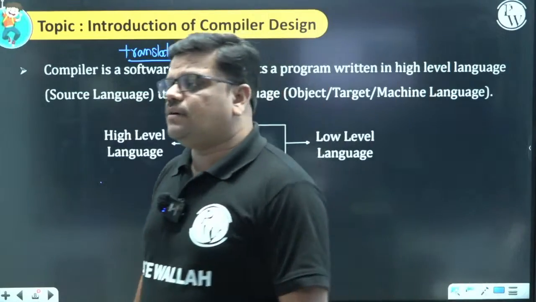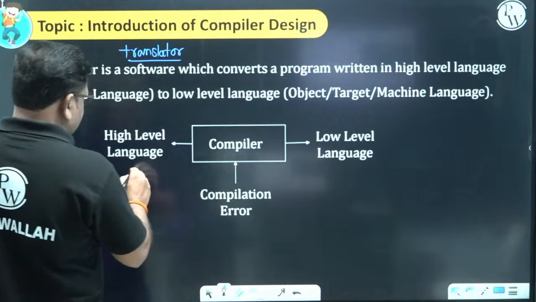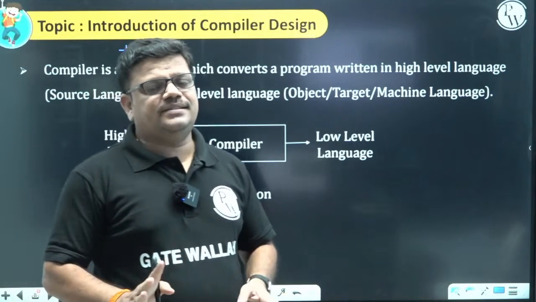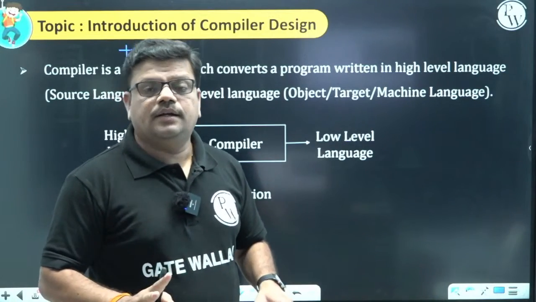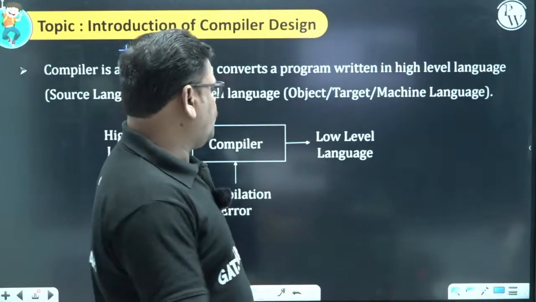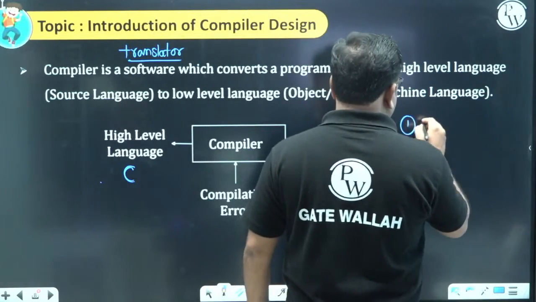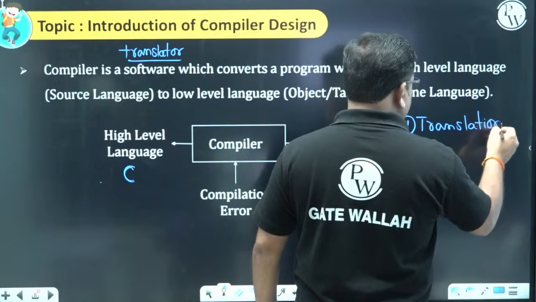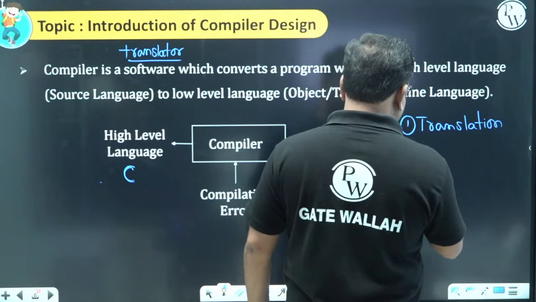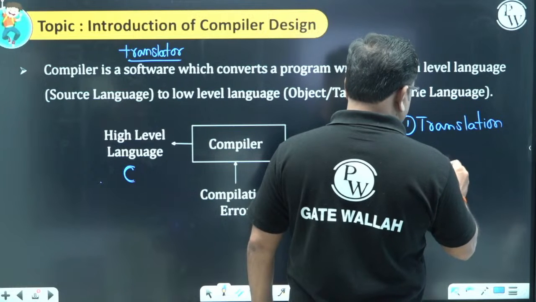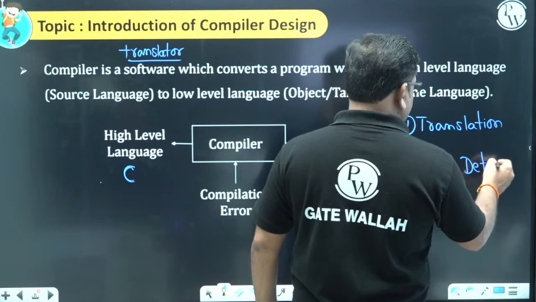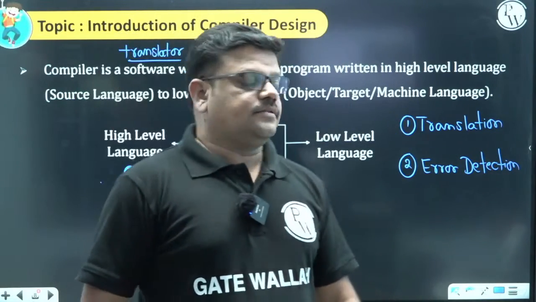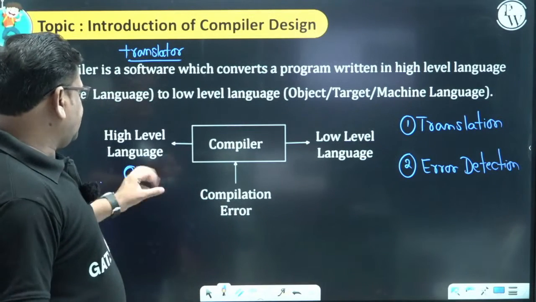We can see some of the practical compilers. Take the C compiler. What is a C compiler doing? Whenever you write any C program, the moment you compile, the compiler will do two main things. One is translation. The second one is error detection. Translation and error detection. So I'll take the C compiler here.